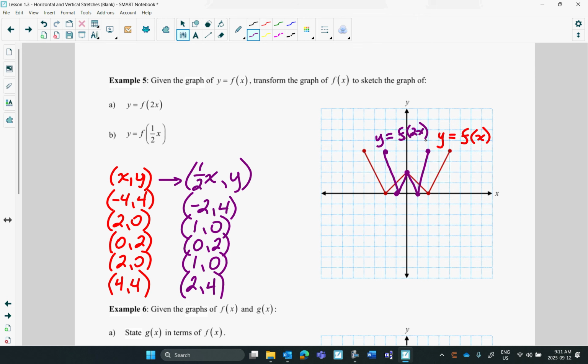And again, we could have done it mentally. So take every x value and half it. So half of -4 is -2. Half of -2 is -1. Half of 0 is still 0, which makes sense because we're stretching about the y-axis. Half of 2 is 1, half of 4 is 2. Either way works, okay?